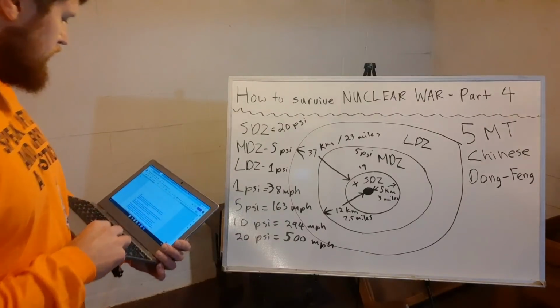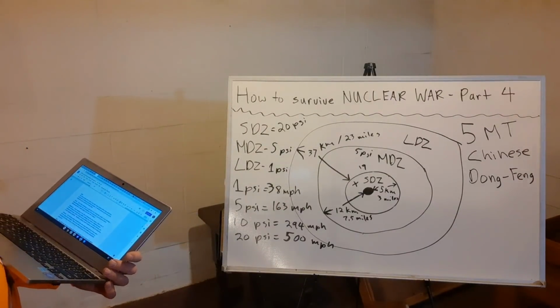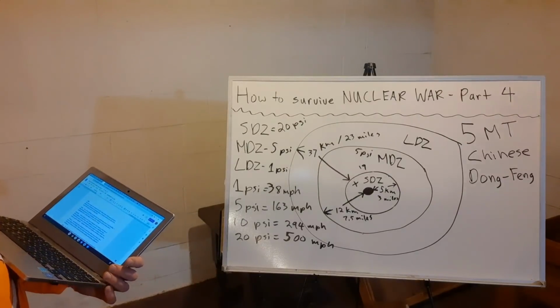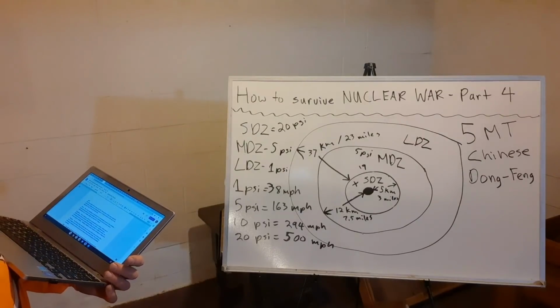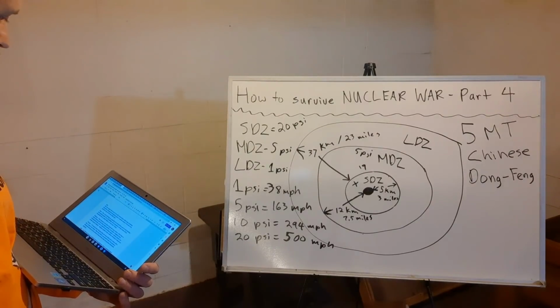So in the severe damage zone, very few people will survive. Some people within large protective structures, such as underground parking garages or subway tunnels at the time of the explosion, may survive the initial blast.